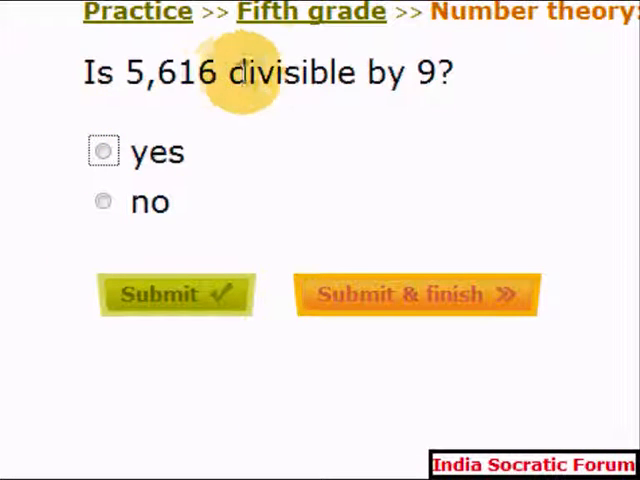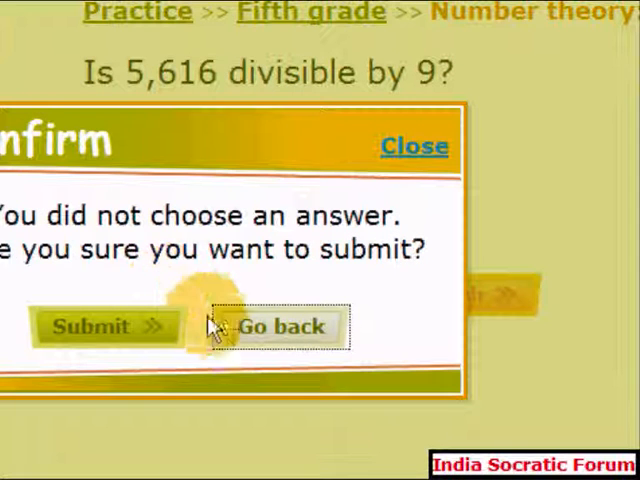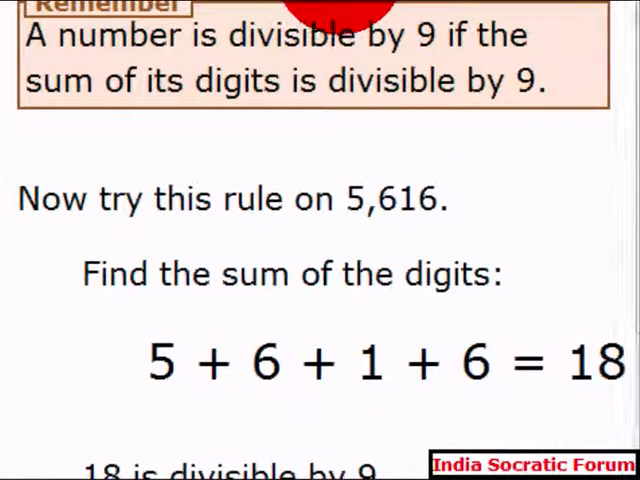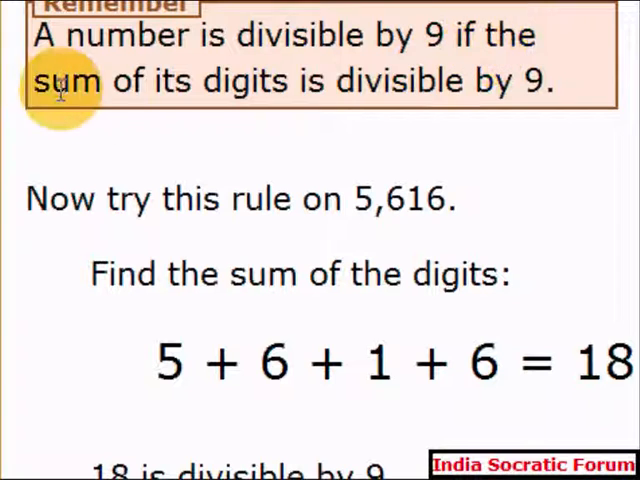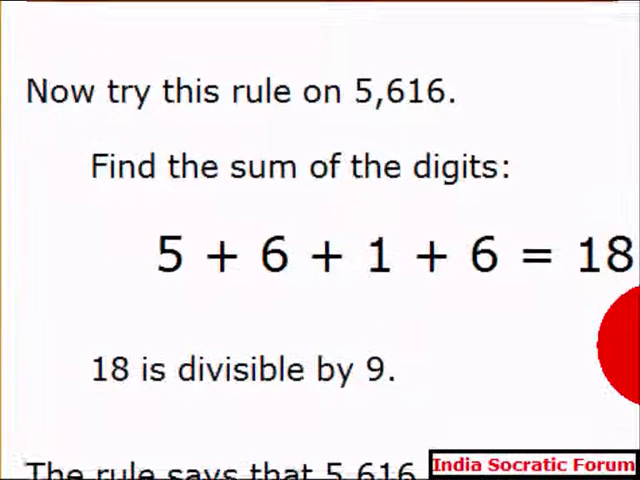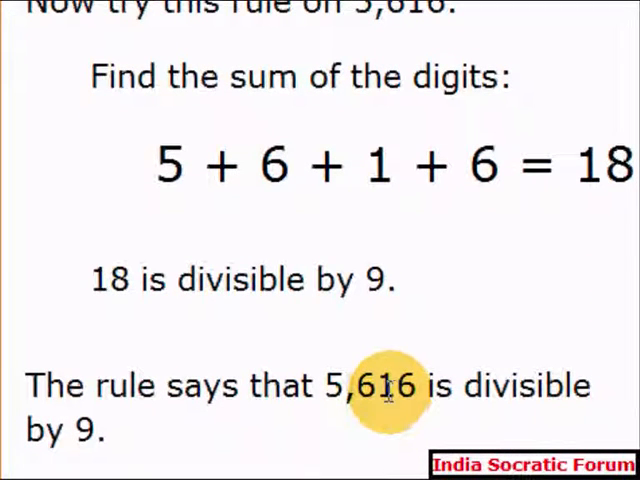Is 5616 divisible by 9? Pause the video and try it out. The correct answer is yes. Do you know why? A number is divisible by 9 if the sum of its digits is divisible by 9. Now try this rule on 5616. Find the sum of the digits. It's 18. 5 plus 6 plus 1 plus 6. 18 is divisible by 9. The rule says 5616 is divisible by 9.